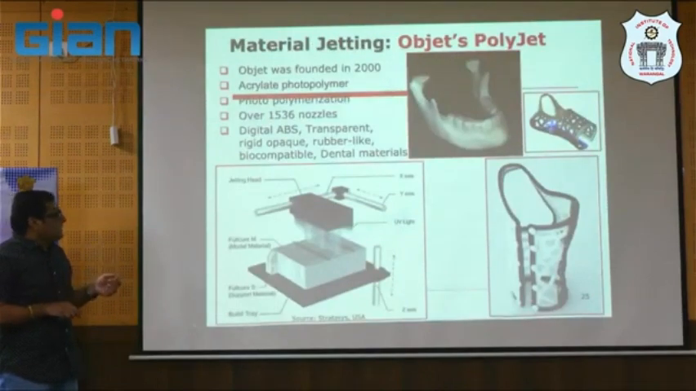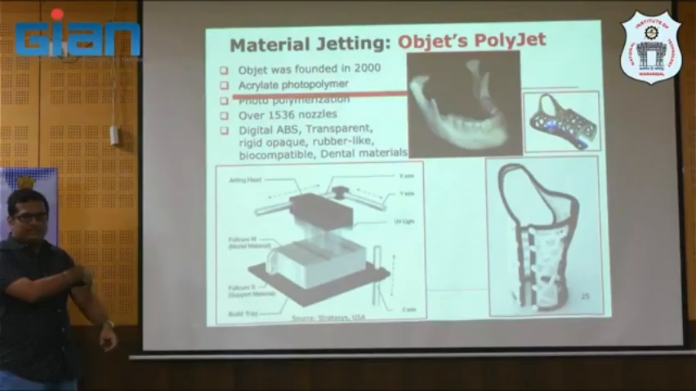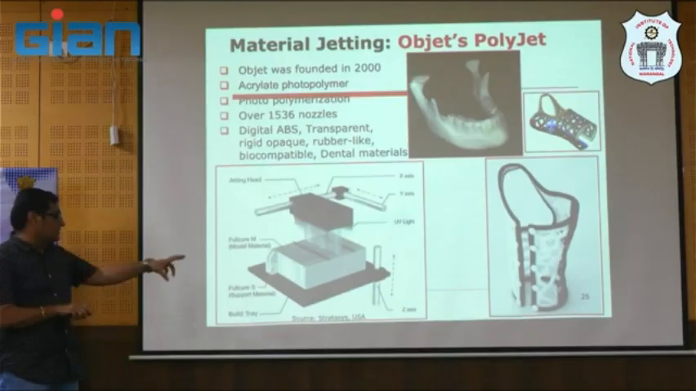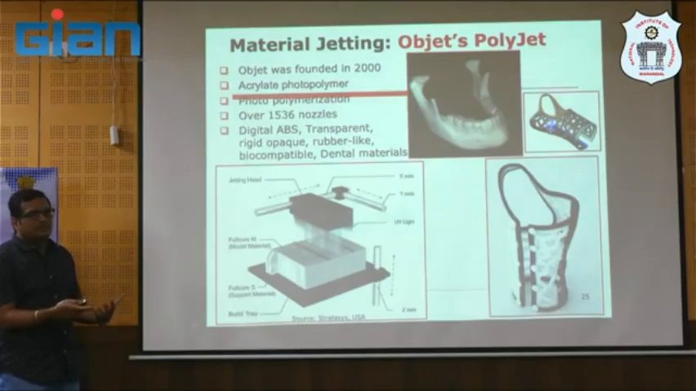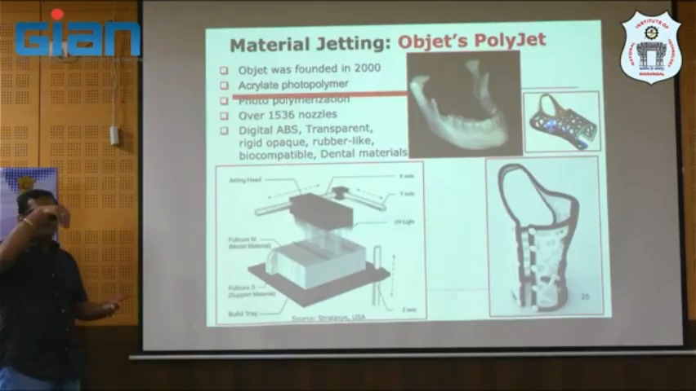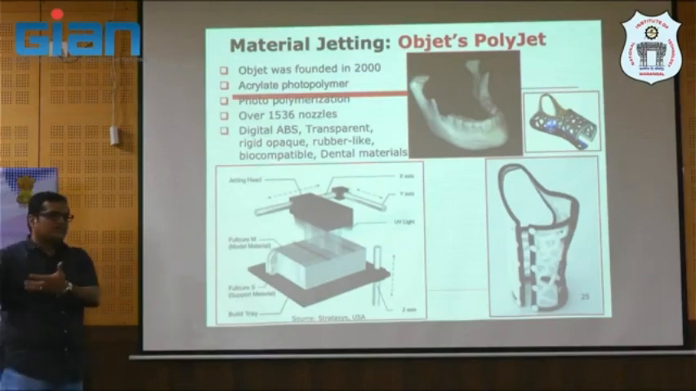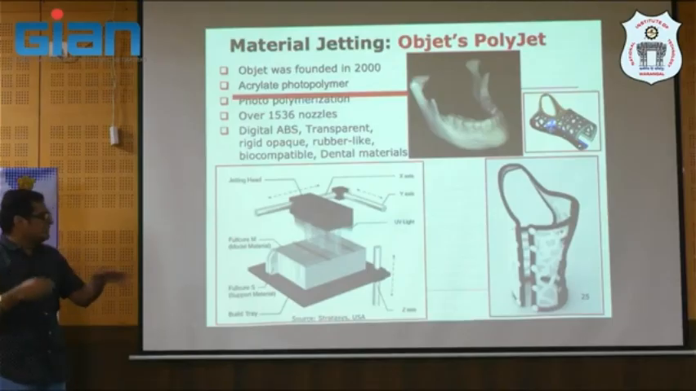And multiple materials, like if you see these splints, wrist splints, the outer part is a flexible material, but where the bone part is, you have a rigid material. You have a combination of rigid and flexible, but you can do it in a single setup. Why? Because you have multiple material jets here. Some of them are dedicated to flexible or elastic material, some to rigid, or it may be opaque, or transparent, right? Or you can print a combination.